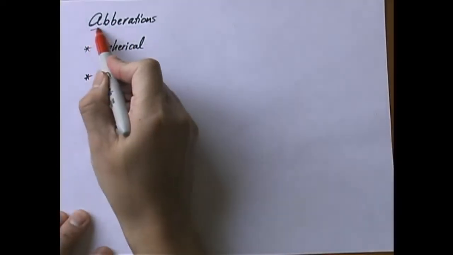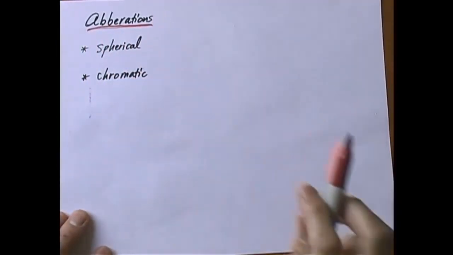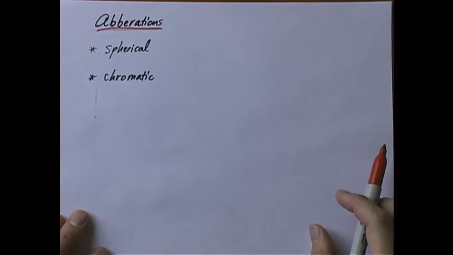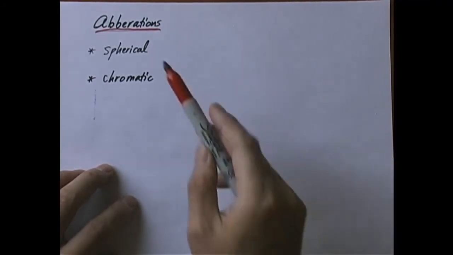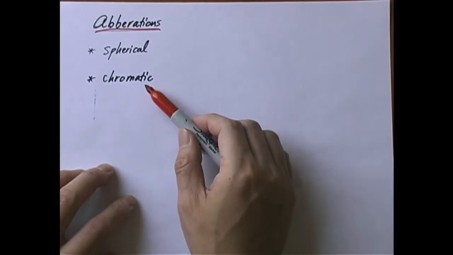Okay, now we're going to take a brief look at the issue of aberrations. What is an aberration? Well, it's a distortion of the image due to imperfection in the design of an optical system. Two typical sources of aberration: one is called spherical aberration, the other is called chromatic aberration.